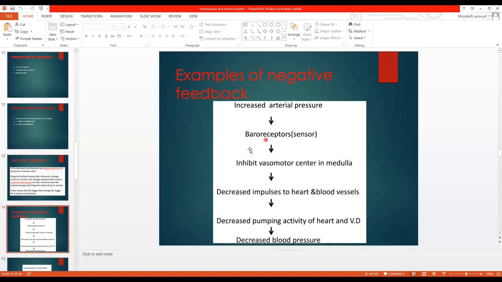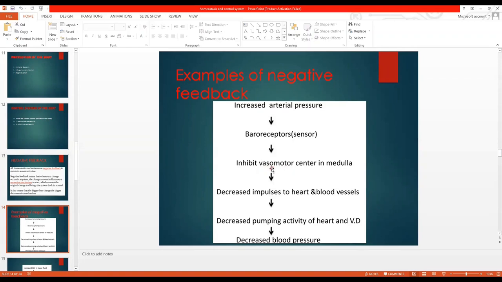These baroreceptors then inhibit the vasomotor center in the medulla. So it is a part of the brain. Your medulla is the part of your brain. And vasomotor center means this center is responsible for the contraction or dilatation of the blood vessel. So number one, there is an increase in the blood pressure. This increase in blood pressure is sensed by the baroreceptors. These baroreceptors then inhibit this vasomotor center.